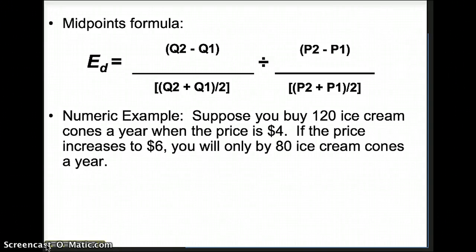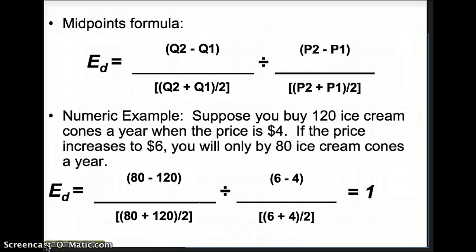Since we're dealing with data, we need to make sure that we label everything correctly. P1 is the first price, $4. P2 is the second price, $6. Q1 is the first quantity, 120. Q2 is the second quantity, 80. Plug this information into the formula.